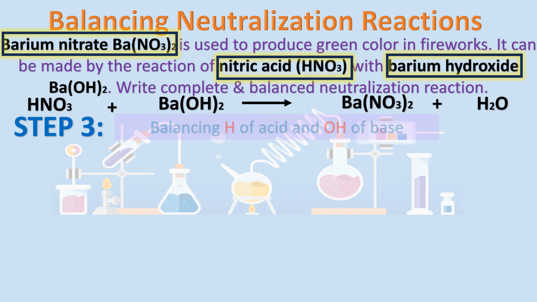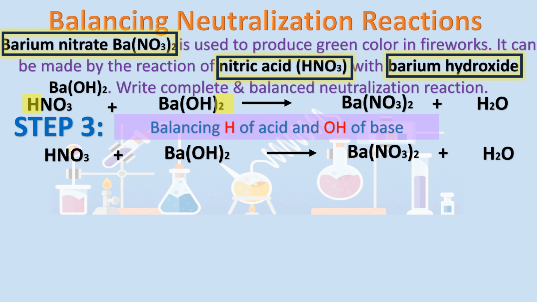Now, it's time to balance hydrogens of acid and hydroxides of base. As in this equation, acid has 1 hydrogen, while base has 2 hydroxides. So we need to make hydrogen of acid also equal to 2. For this, we will place coefficient 2 before HNO3.